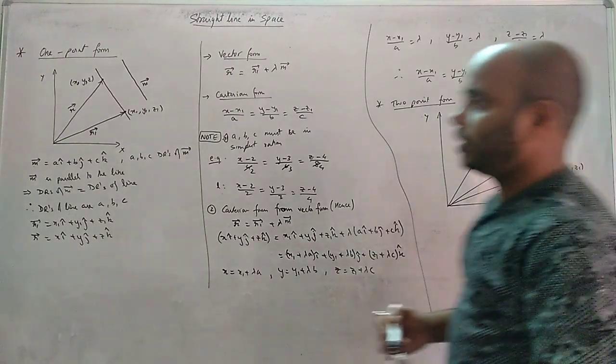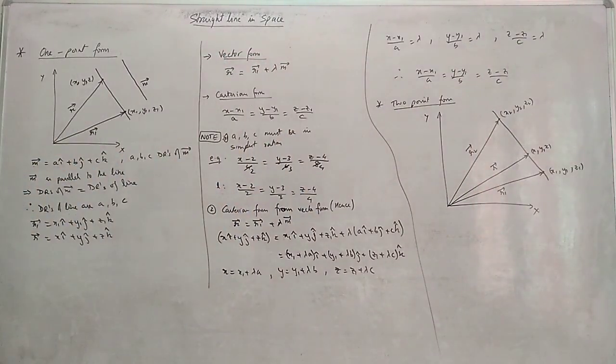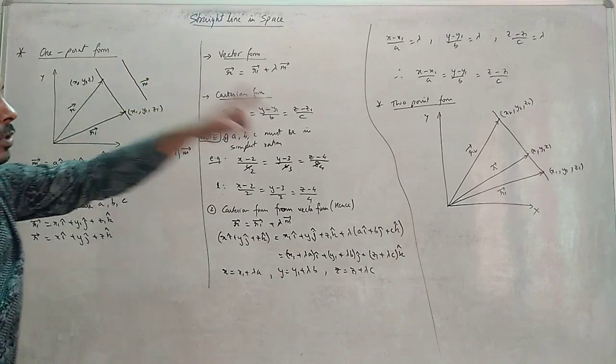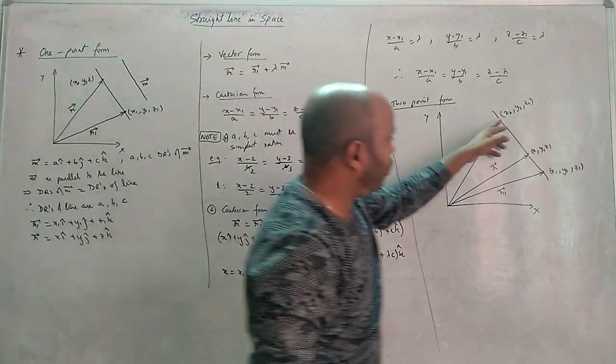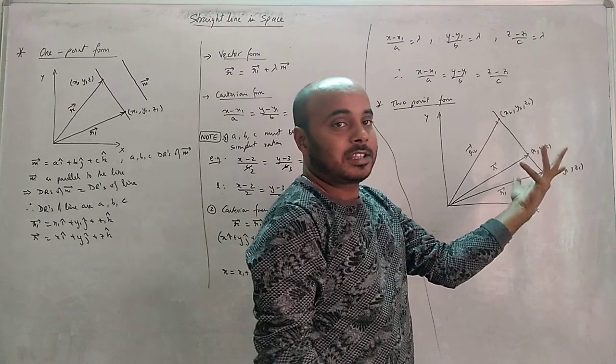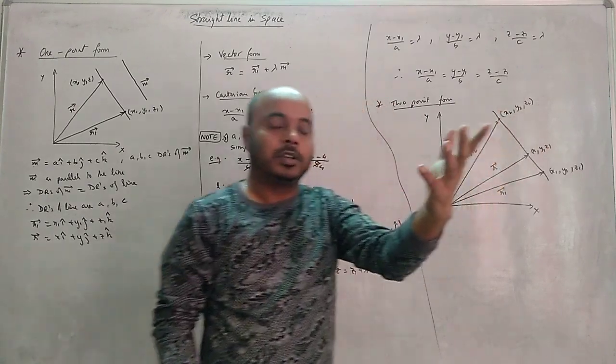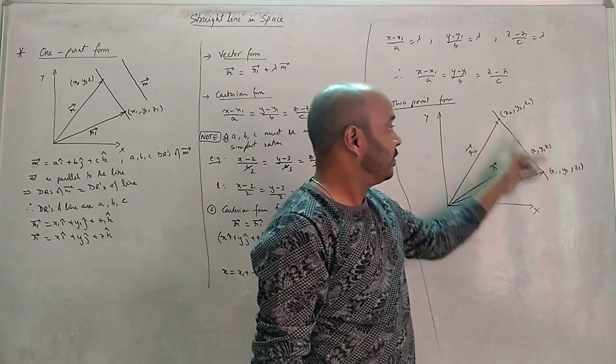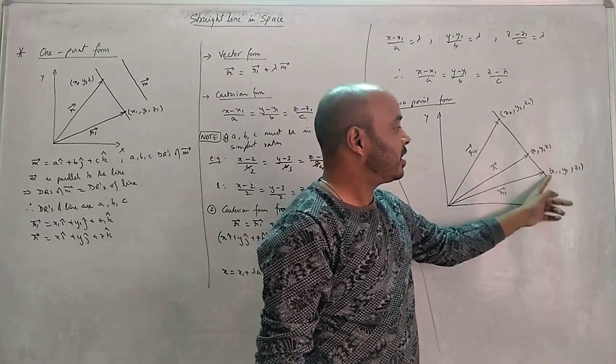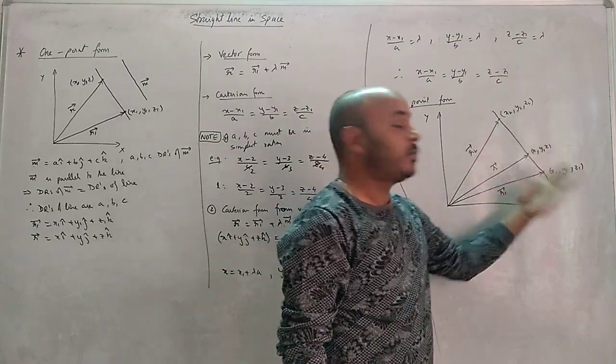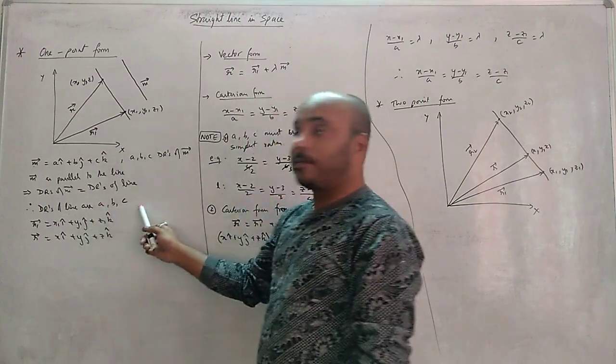Then what is the equation? Okay, how to find the equation? So indirectly the same thing is given to you. How? If you know 2 points on the line, you know the DRs. These things we studied in vector chapter. If you know 2 points on the line, what is the DR? x2 minus x1, y2 minus y1, z2 minus z1. So indirectly you know the DRs.